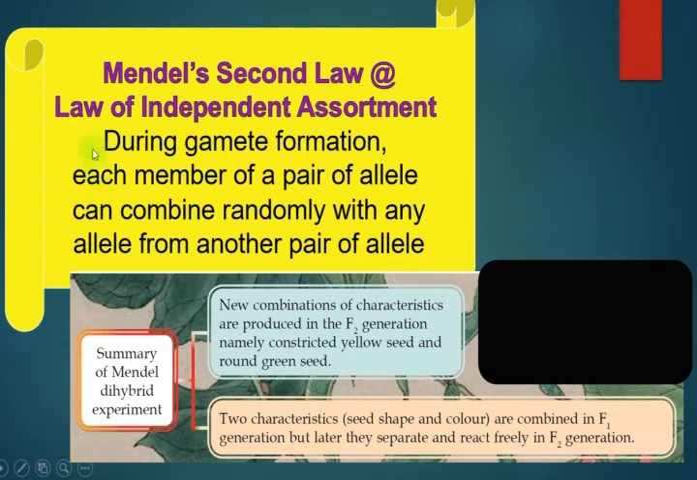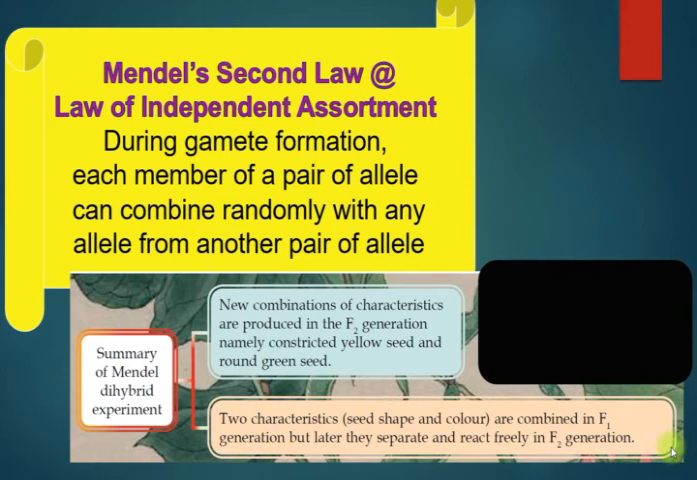It states that during the gamete formation, each member of a pair of alleles can combine randomly with any allele from another pair of alleles. Can I repeat? During the gamete formation, each member of a pair of alleles can combine randomly with any allele from another pair of alleles.